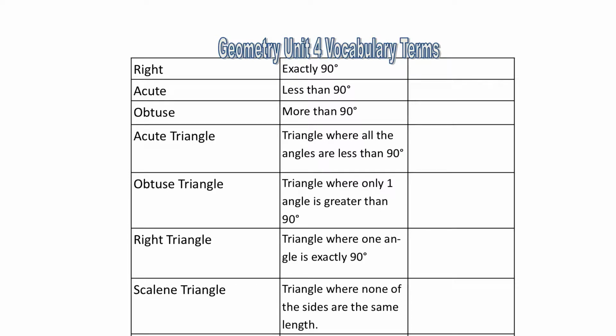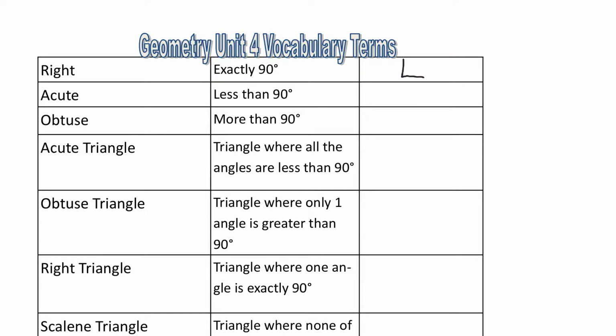Okay, so we're moving into our next unit here. We're going to talk a lot about triangles for a while. So first of all, what is a right angle? Exactly 90 degrees. Okay, so it's exactly 90 degrees.